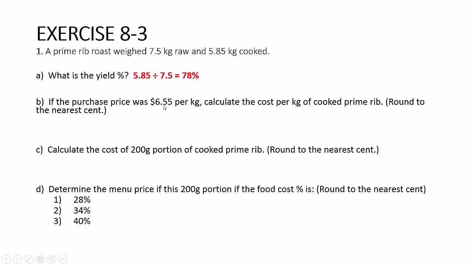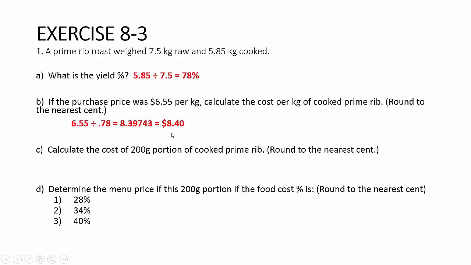Now the purchase price was $6.55 per kilogram. Let's calculate the cost per kilogram of cooked prime rib. What we're looking for here is the EP unit cost. The formula for EP unit cost is the AP unit cost divided by the yield percent. They gave us the AP unit cost in the question, and we just finished calculating the yield percent in the question above it. So the AP cost divided by the yield percent, rounded to the nearest cent, gives an EP unit cost of $8.40. And again, you see the difference: $8.40 for the EP, prepared, cooked, trimmed, as opposed to the $6.55 per kilogram when we had just purchased it. The difference in the two prices makes up for the 22% that is missing from our original purchase.